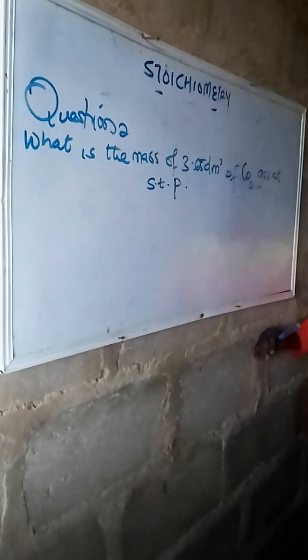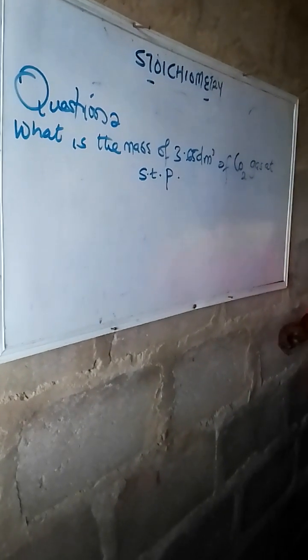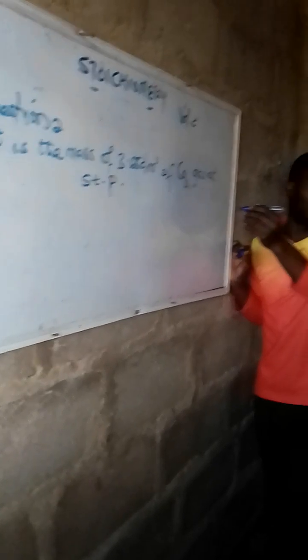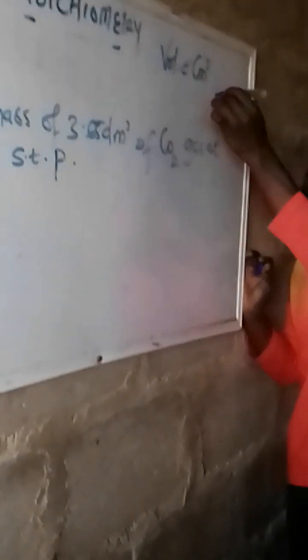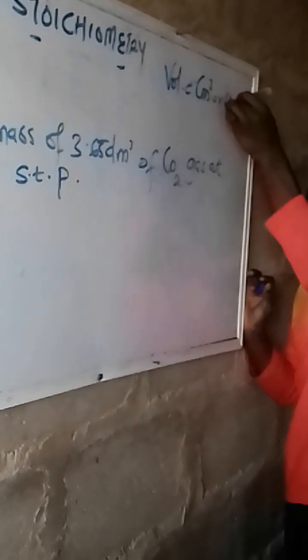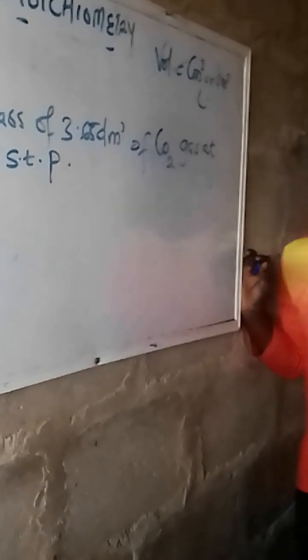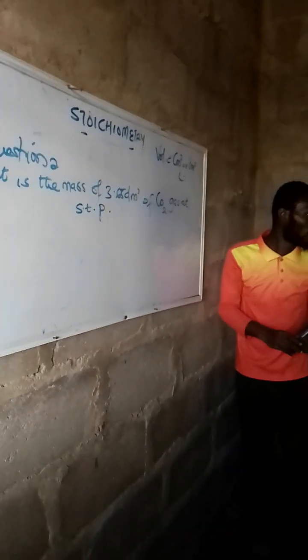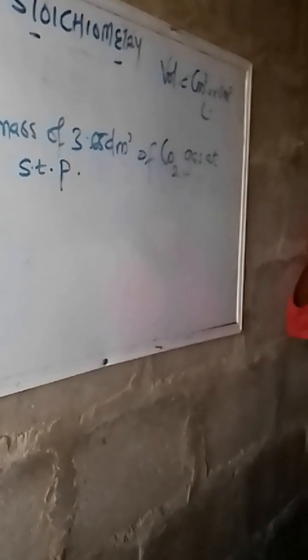Now, it is not crazy. All you need to do is, what are we given? Note the volume. What is the SI unit of volume? It is either centimeter cube or dm cube, or liter. But note that dm cube and liter are the same thing. Are we together?